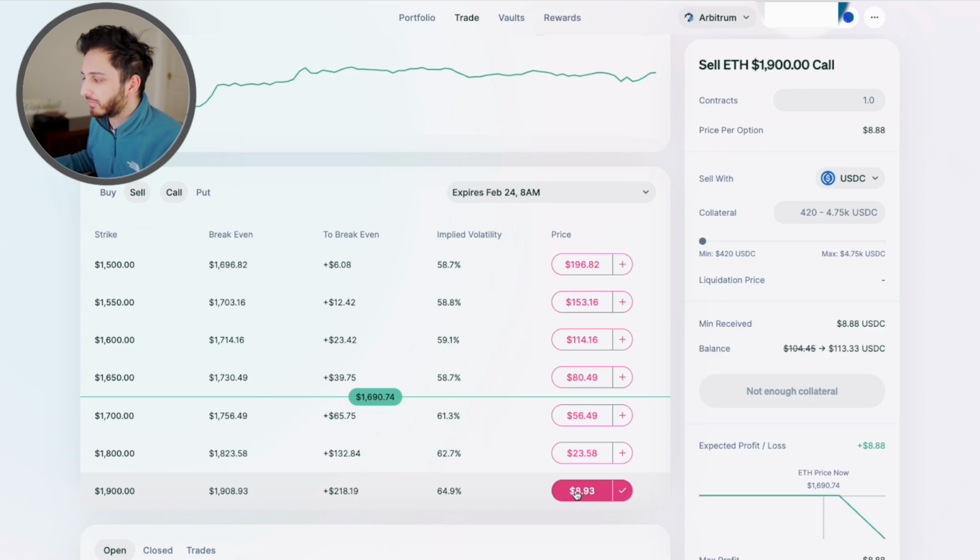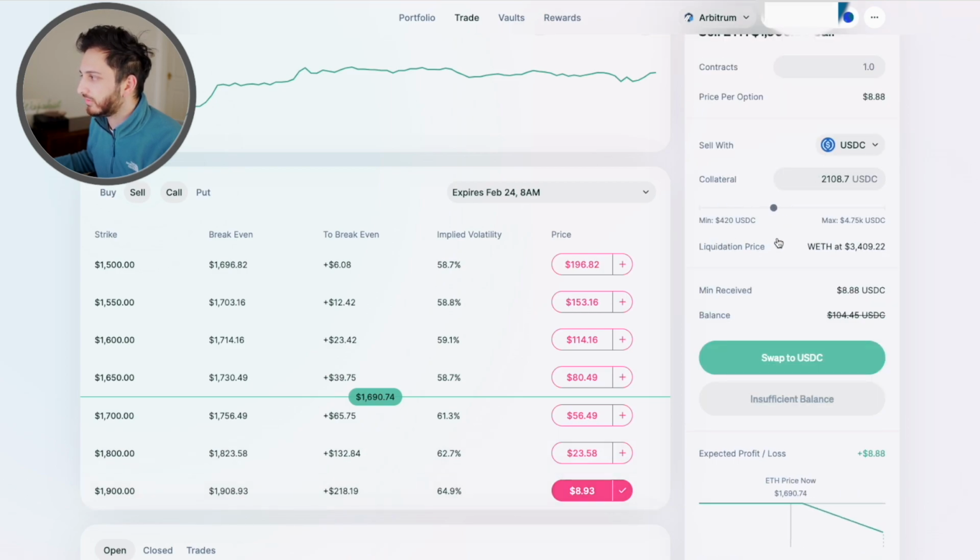However, our maximum loss is basically everything that we put in. Now we do have to put in some collateral, and you can see here you can set this with USDC, the minimum collateral for this particular contract being $420, and the more collateral you put in, the better your liquidation price is.